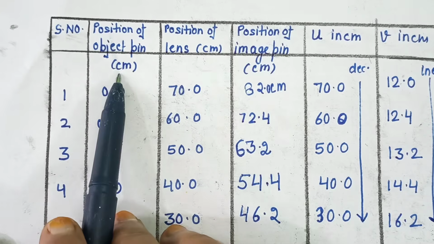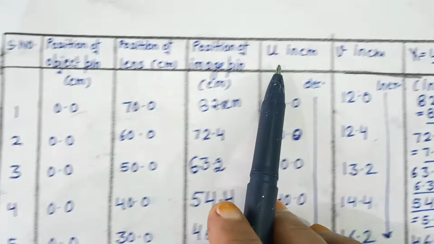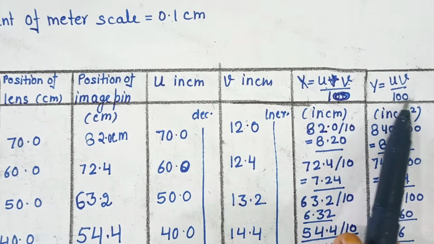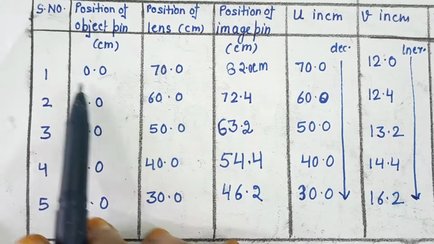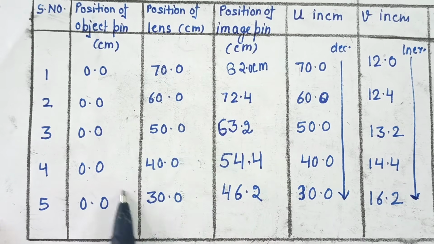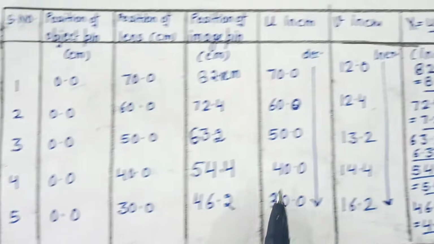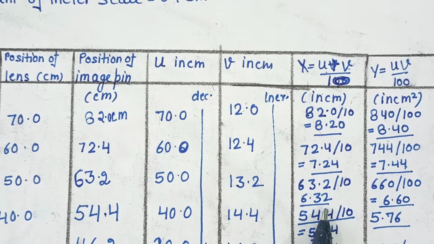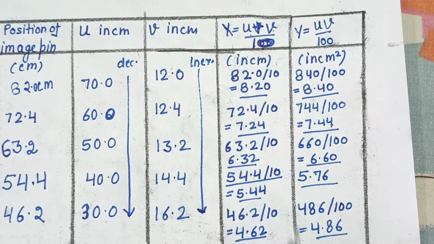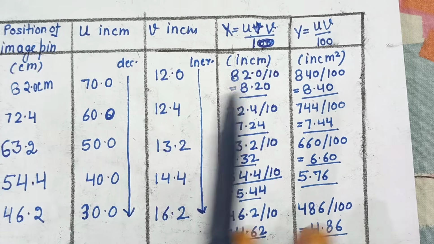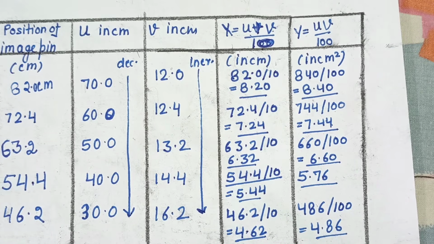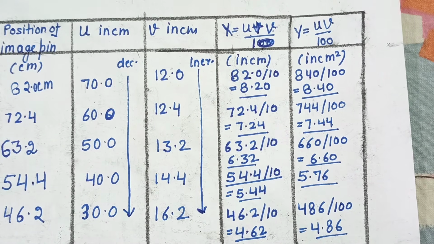See it carefully. All the units are written at their proper place. Then least count is taken care of. And then calculation is being shown. So the observation table is completely correct. Now come to the graph part.